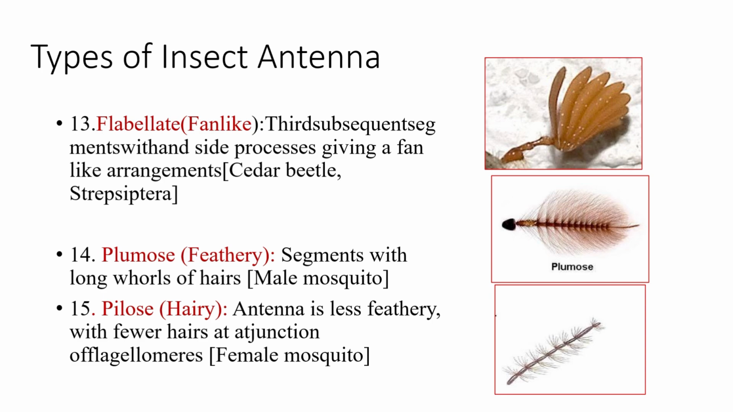And number 13 is flabellate. The third and subsequent segments have distal side processes giving a fan-like arrangement, for example in the cedar beetle. And number 14 is plumose. It is feathery, with segments bearing long whorls of hair. For example, the male mosquito has a plumose antenna, and the female has a pilose, hairy antenna, which is less feathery with fewer hairs.